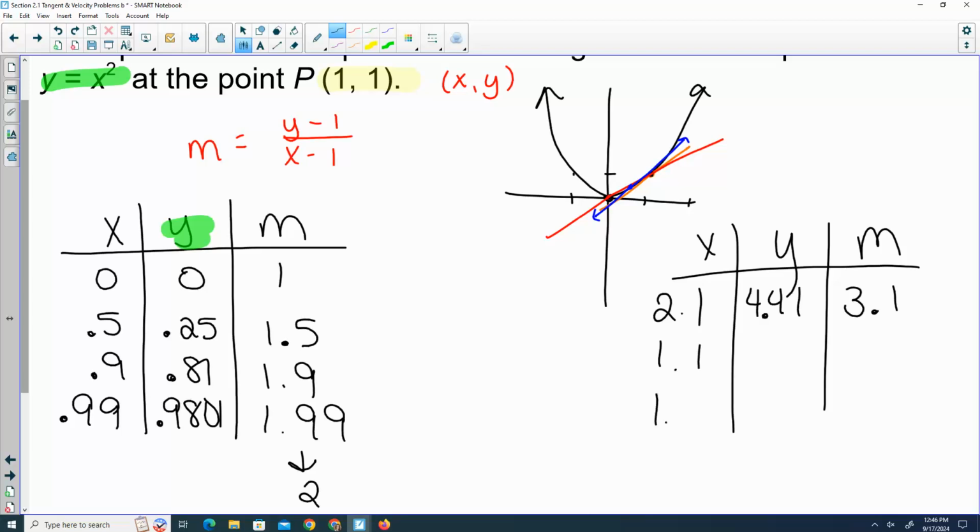All right, let's try 1.1 and 1.01. We'll test them. So if you put in 1.1, you have to get your y. And then we have to do our slope. And so we get the slope.